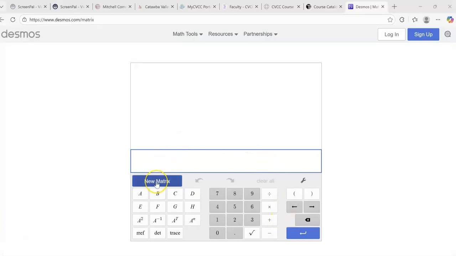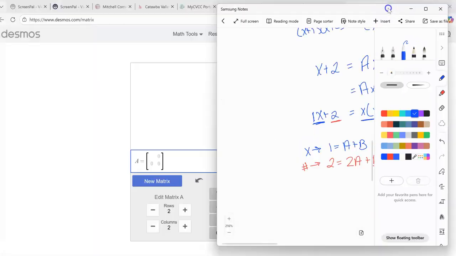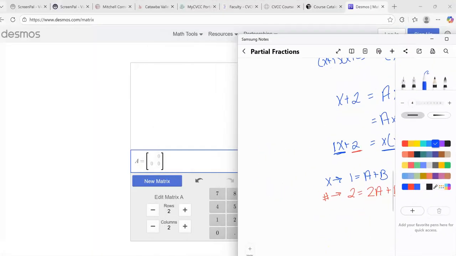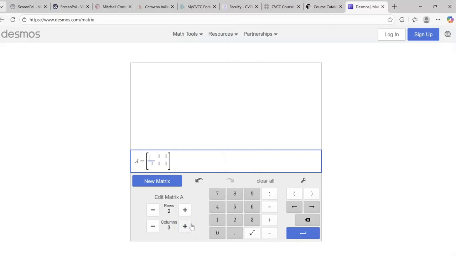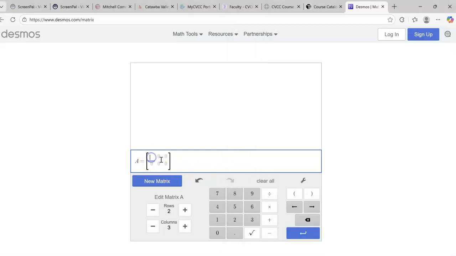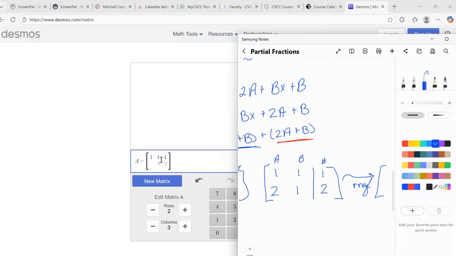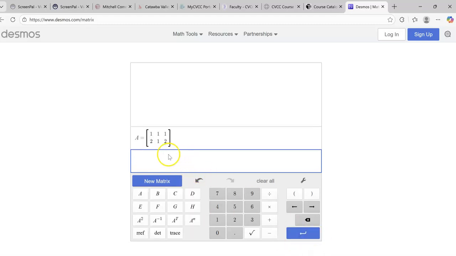So here's the Desmos matrix calculator. I won't show you this for everyone, but you'll be able to see it here. I had on my example 2 rows and 3 columns. So I need 2 rows and 3 columns here. And then we're going to type in the entries from the matrix. So 1, 1, 1, and then 2, 1, 2. I'm going to hit enter. So it's stored that matrix as A.